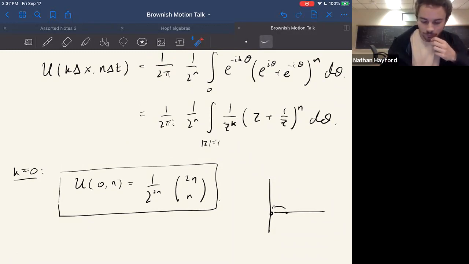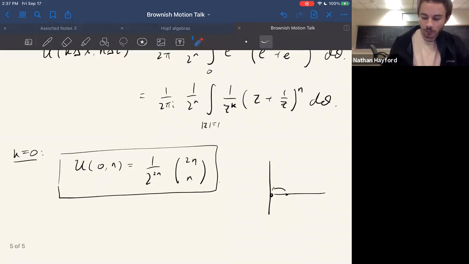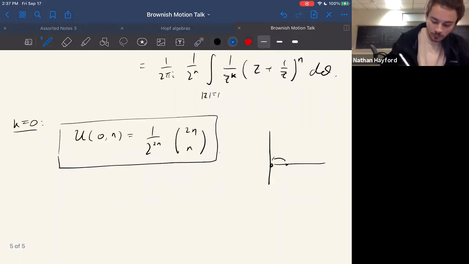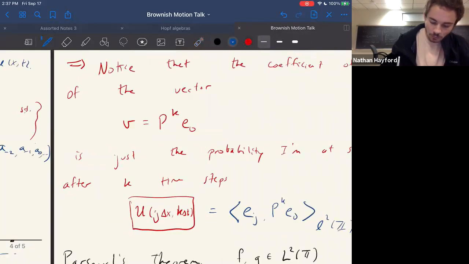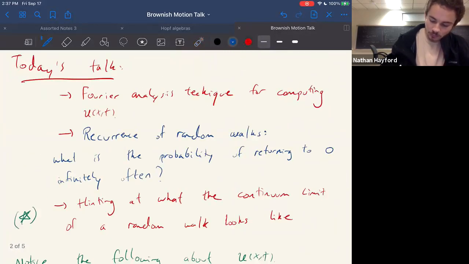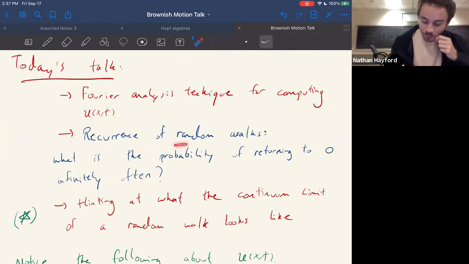Right. So part of the question we were trying to answer from the beginning was about return probabilities. We wanted to know, what is the probability that a random walk, I keep saying Brownian motion, sorry, a random walk actually returns to the origin and returns infinitely often? Well, we already know how to answer the question, what is the probability of returning at time t? I just put x equal to 0 here, and that gives me the probability that it returns at time t.